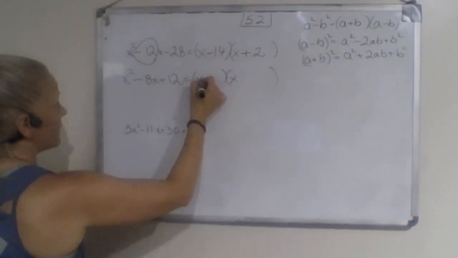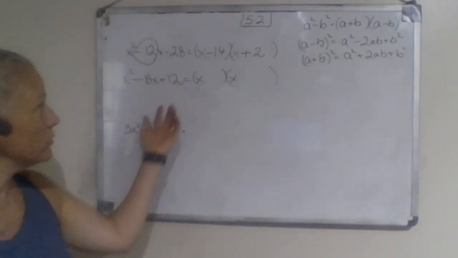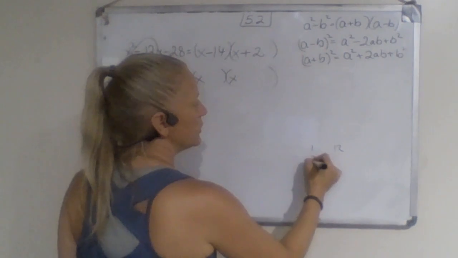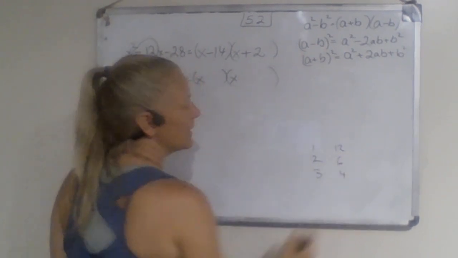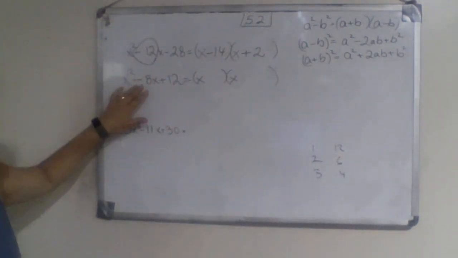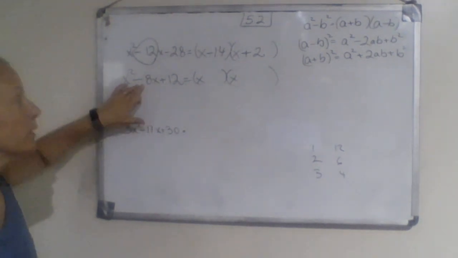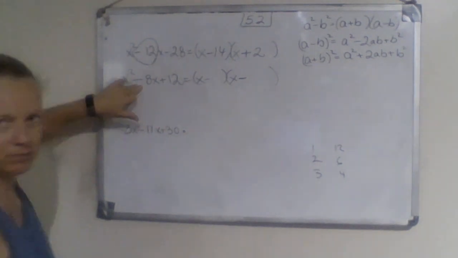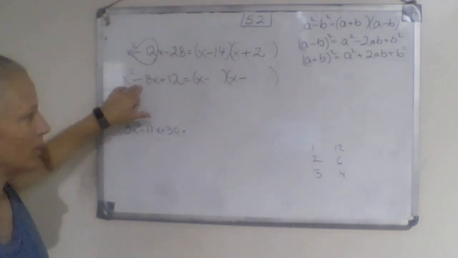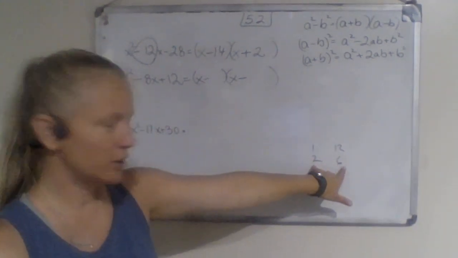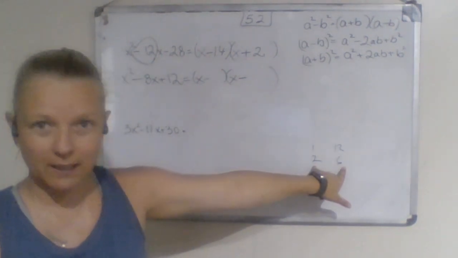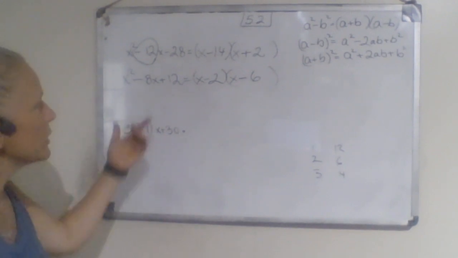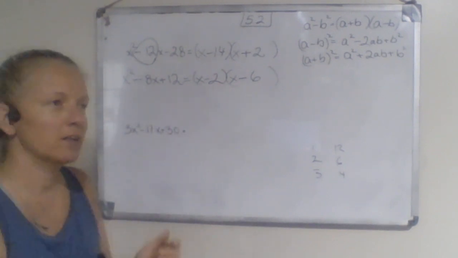Again, we think two parentheses. Two numbers, they have to times to positive 12. Okay, so it's either 1 and 12, 2 and 6, 3 and 4. But keep this in mind, they have to add to a negative. In order to times positive and add negative, I already know they're both negative. Okay, I already know I'm looking at two negative numbers. The only two numbers that add together to 8 are 2 and 6. Negative 2 plus negative 6 gives me negative 8. 2 and 6, right?